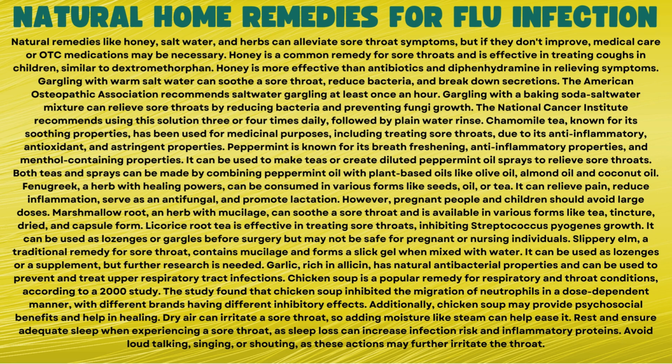It can be used as lozenges or gargles before surgery but may not be safe for pregnant or nursing individuals. Slippery elm, a traditional remedy for sore throat, contains mucilage and forms a slick gel when mixed with water. It can be used as lozenges or a supplement, but further research is needed. Garlic, rich in allicin, has natural antibacterial properties and can be used to prevent and treat upper respiratory tract infections.